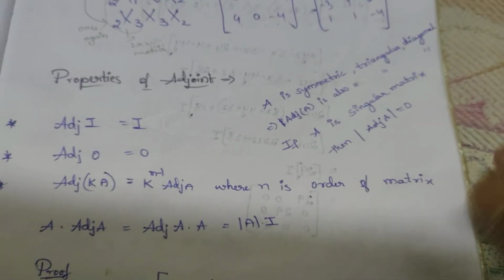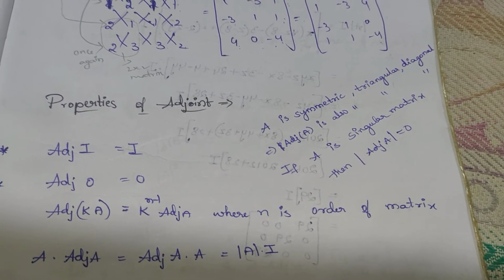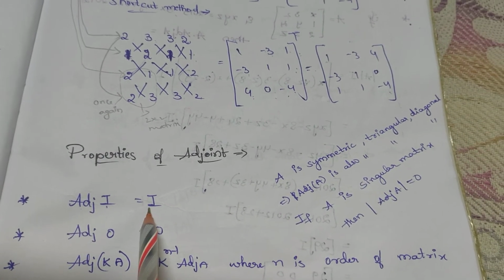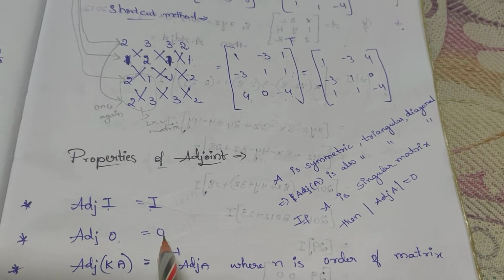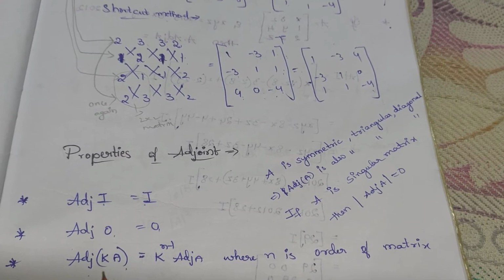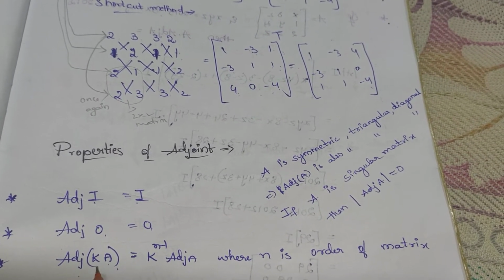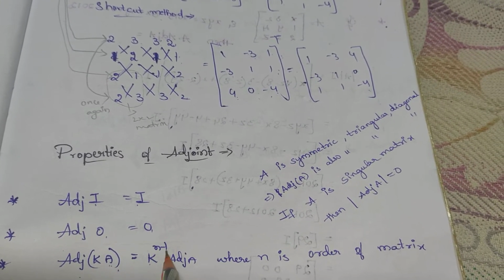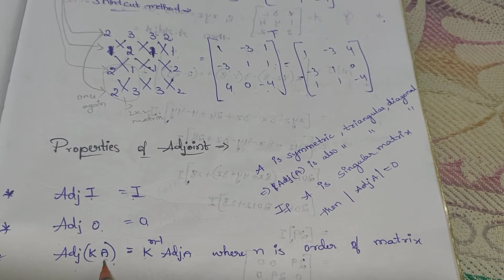Next, I am discussing just the properties of adjoint, very important. Adjoint of the identity matrix is nothing but the identity matrix. Same matrix you get, any order. Adjoint of a null matrix gives a null matrix only. Adjoint of kA, that means if you multiply any constant to a matrix and want to find the adjoint of that matrix kA, that is nothing but k power n minus 1 into adjoint of A. Here n is nothing but the order of this matrix.